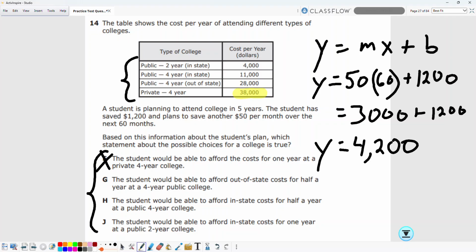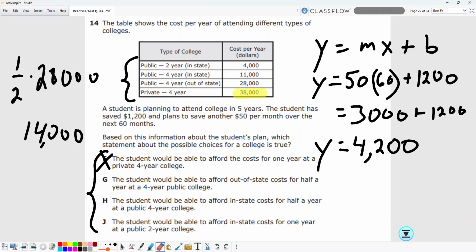G, the student would be able to afford out-of-state costs for half a year at a 4-year public college. Well, let's just see what a 4-year public college cost. And it's out of state. So 4-year out of state is 28,000. 1/2 times 28,000 is 14,000. Student only has 4,200.